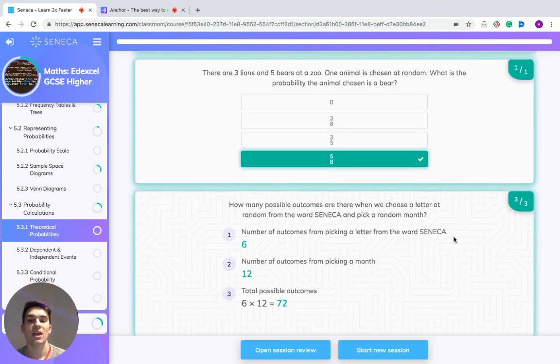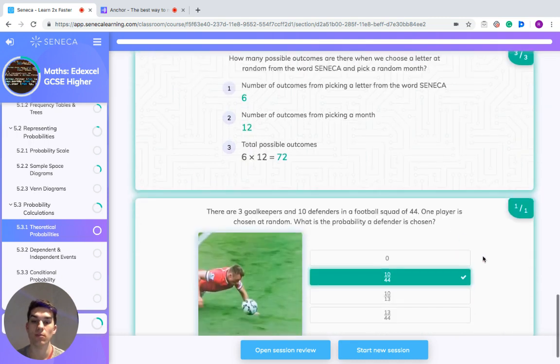Now, again, thinking about the word Seneca, and you're picking a letter from it, and also picking a random month of the year. How many different outcomes can you get from picking those things? So remember, 6 letters in the word Seneca, 12 months of the year. We just multiply 6 times 12 to give us 72 different possible outcomes.